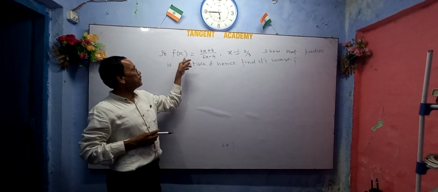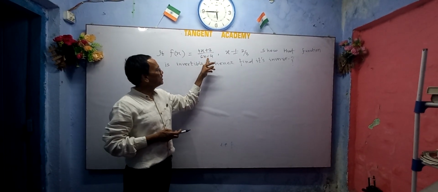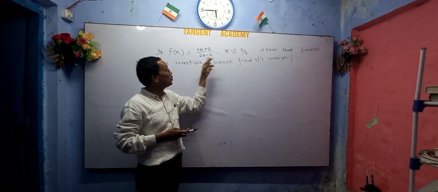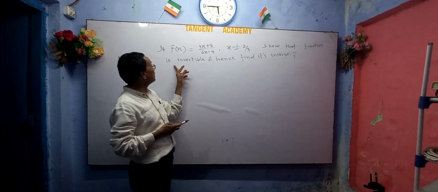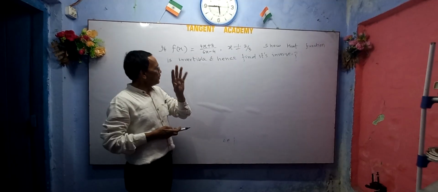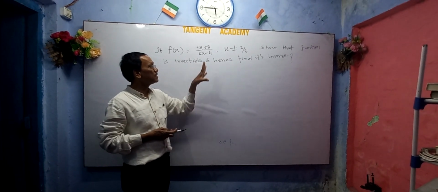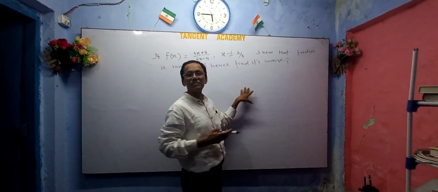Here, given that f(x) is equal to (4x plus 3) divided by (6x minus 4), x is not equal to 2/3 because at 2/3 the function is not defined. We have to show that this function is invertible, that is bijective, and also we have to find the inverse of this function.